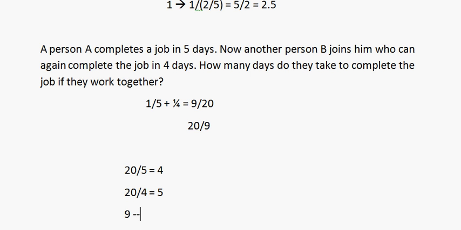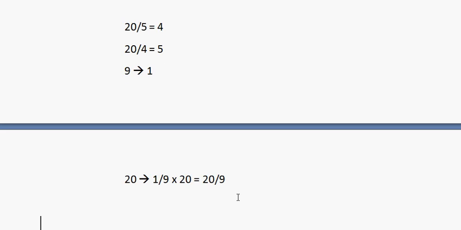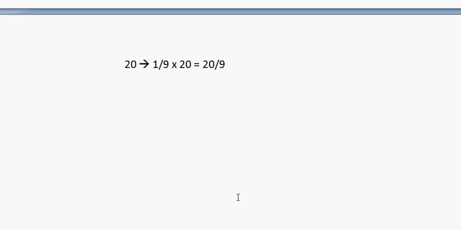So 9 units were done in 1 day. We have to find in how many days 20 units are done. So 20 units would be done in 1 by 9 multiplied by 20, which is equal to 20 by 9 days, right? So calculations are reduced to quite a large extent.